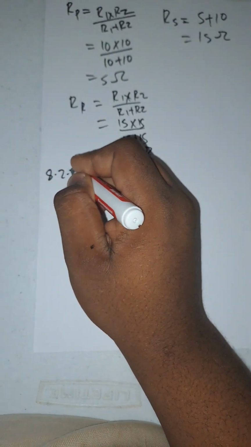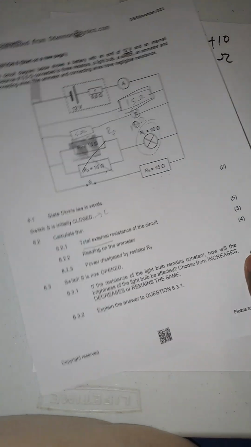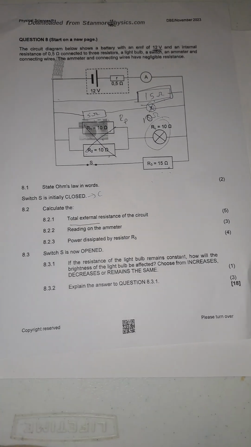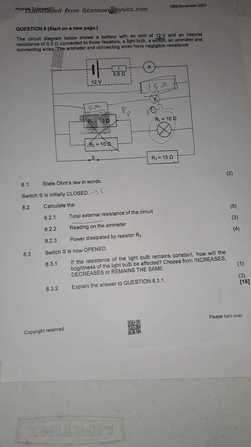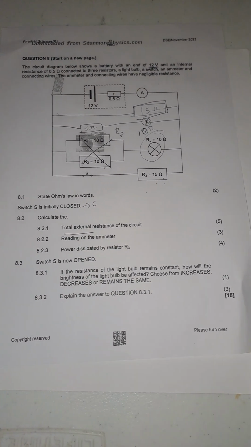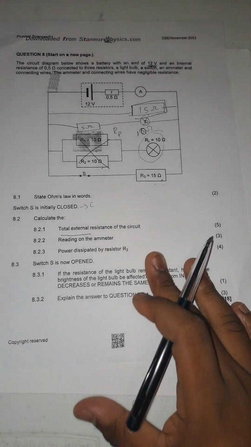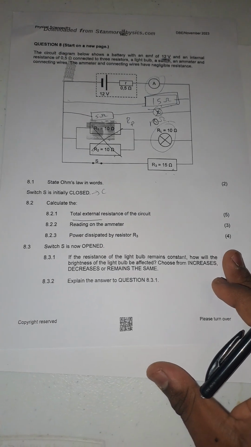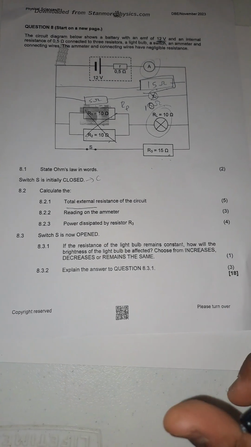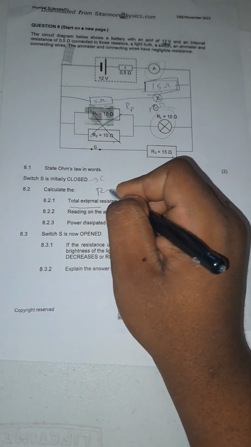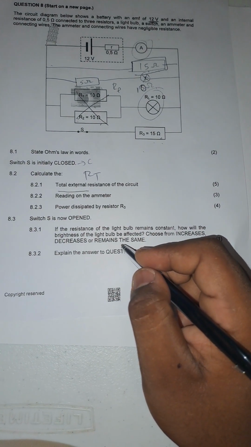Very, very important. So now, what is 8.2.2 saying? They want the reading on the ammeter. Let's go and check out the ammeter there. So where is the ammeter here? As you can see, the ammeter is the total current there, which is here. Since we found the total external resistance, now we can say you have the total resistance there.